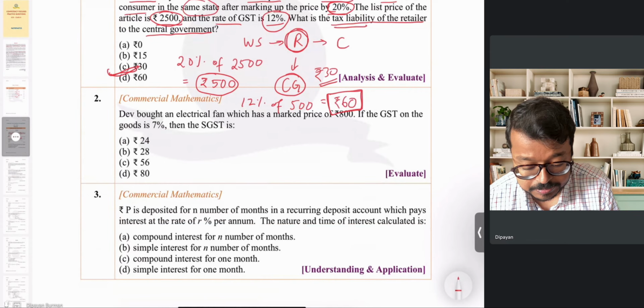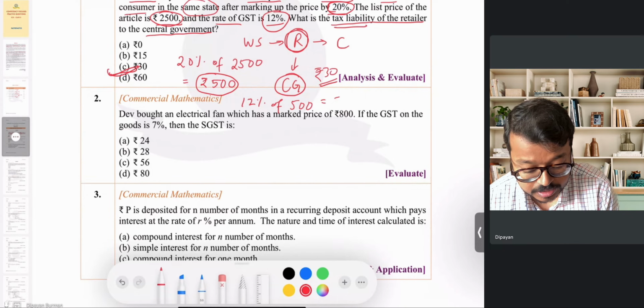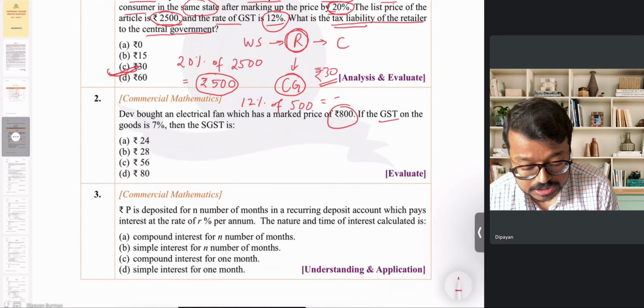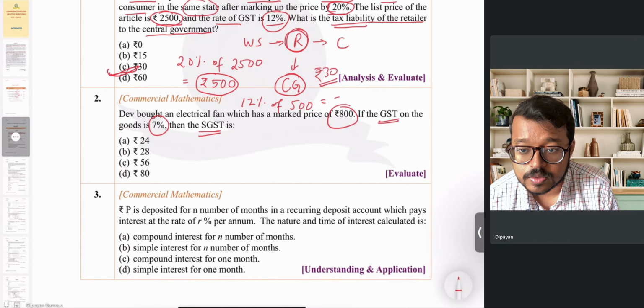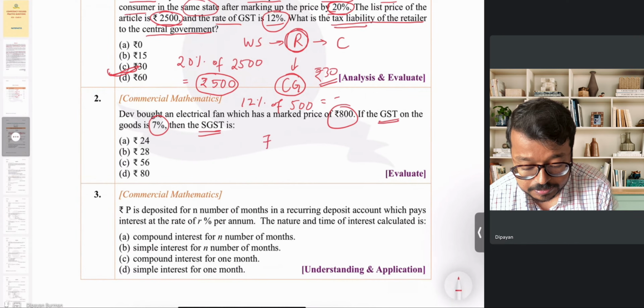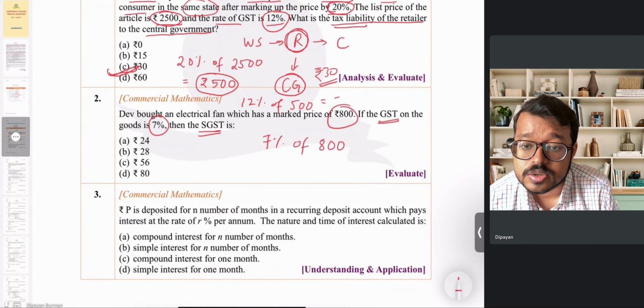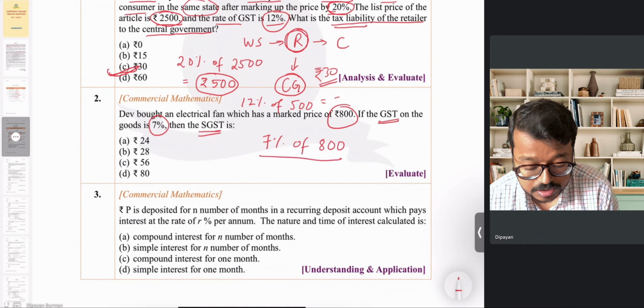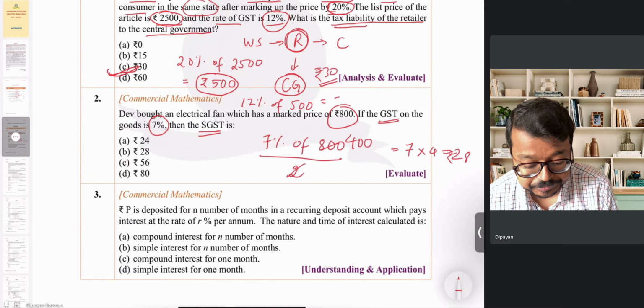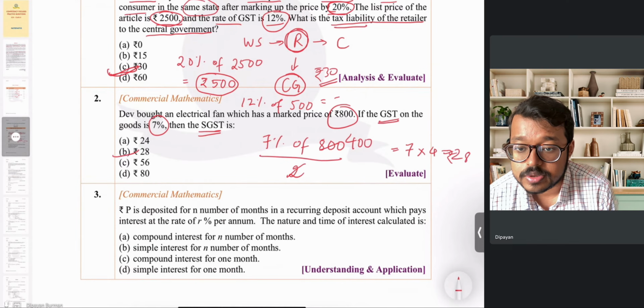There was a purchase of some article of marked price 800 rupees, and then the GST rate is 7%. Then what is the SGST? So if we calculate GST, that will be 7% of 800. But here it's SGST, which is half the total GST. So the SGST will be half of this. So if we calculate 7% of 400, it will be 7 into 4, which is 28. Okay, so option B is correct, 28 rupees.